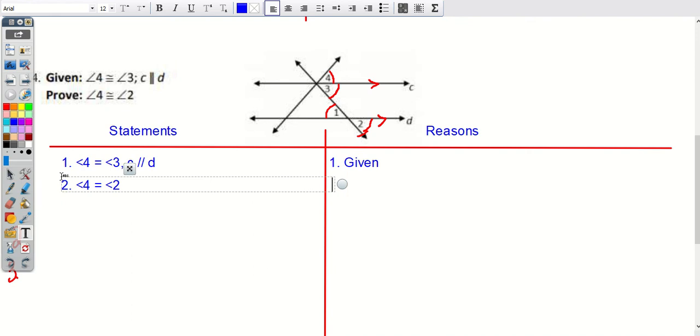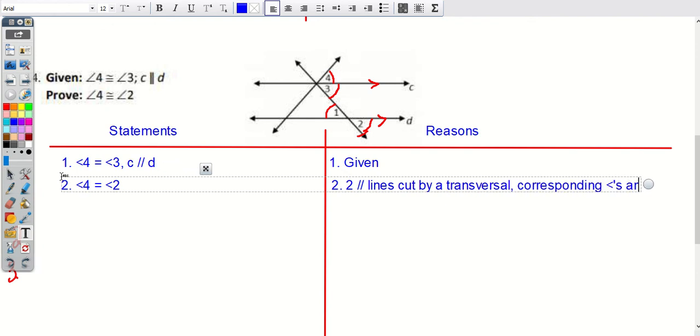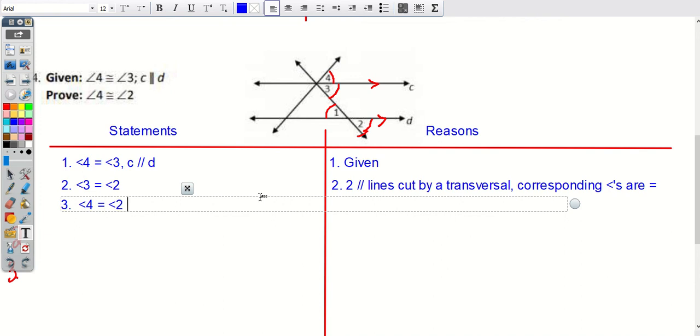And that's our corresponding angles. So once again, we're going to do 2 parallel lines cut by a transversal. Corresponding angles are equal. Then we're going to swap out because 4 is equal to 3, and 2 is equal to 3. Actually, it's not 4 and 2, I apologize. It's 3 and 2. So 4 is equal to 3, and 3 is equal to 2. Then we can make the jump and say that angle 4 is equal to angle 2, which is the proof statement, so we're done. And the reason for this would be the transitive property, or substitution, your choice.